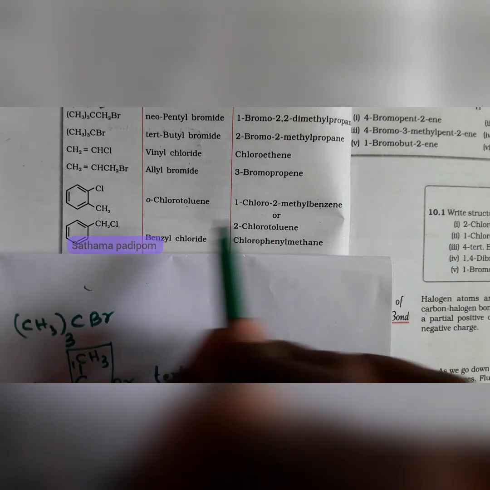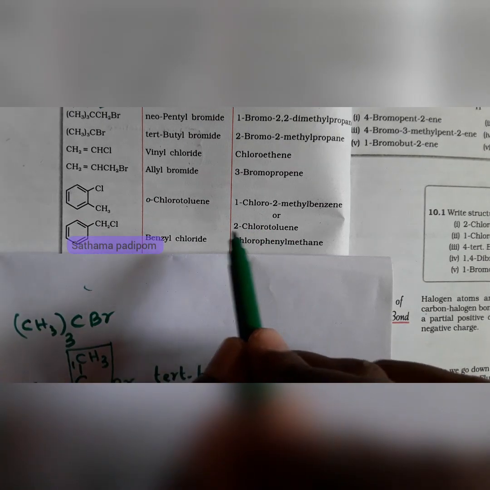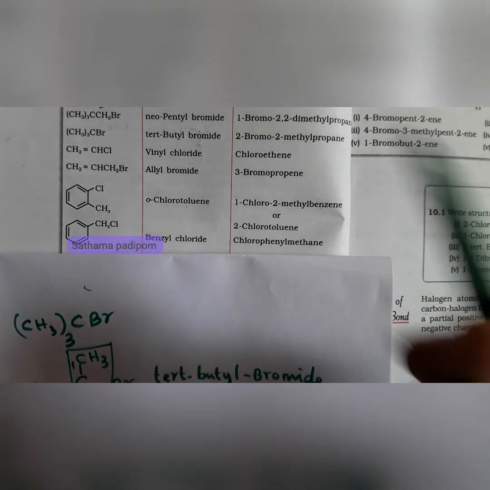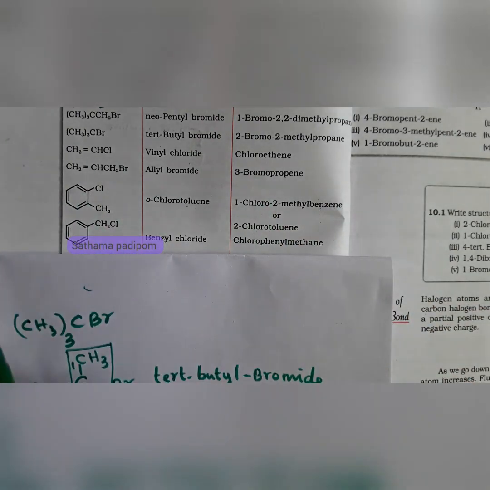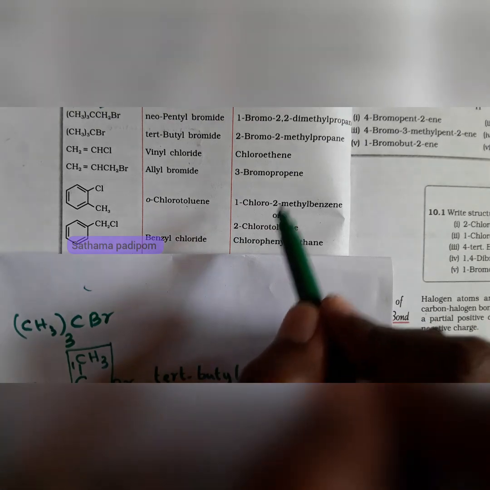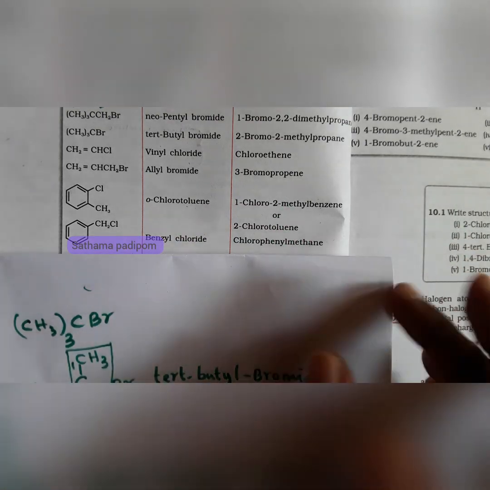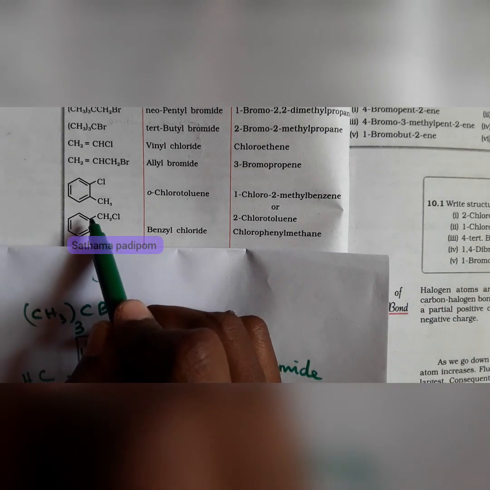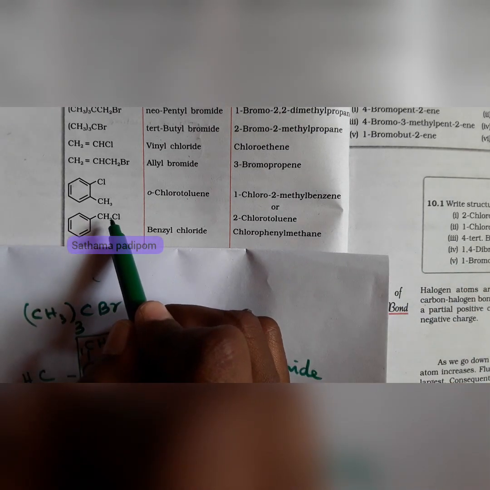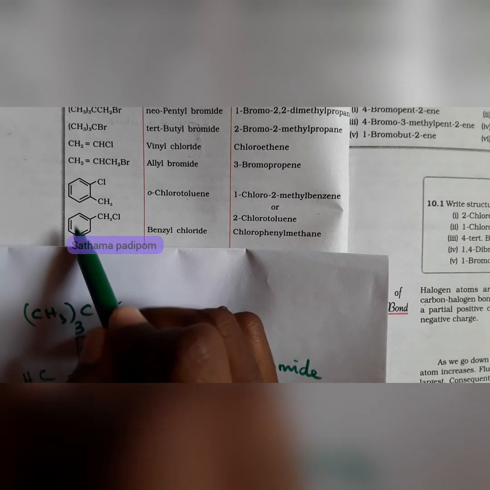Okay, if they have given the IUPAC name 2-chlorotoluene and you have to draw the structure, how will you draw the structure, you have to do this. So you have to learn the 2 IUPAC names. Okay, next, benzyl chloride. So look at that, the benzene ring with the CH2 group, okay, CH2 group with the Cl.